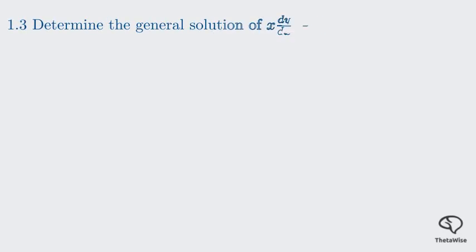Let's continue with problem 1.3. This one looks a bit more complicated, so let's break it down. The equation is x dy/dx plus y times the quantity 1 plus x cot x equals x cos x.